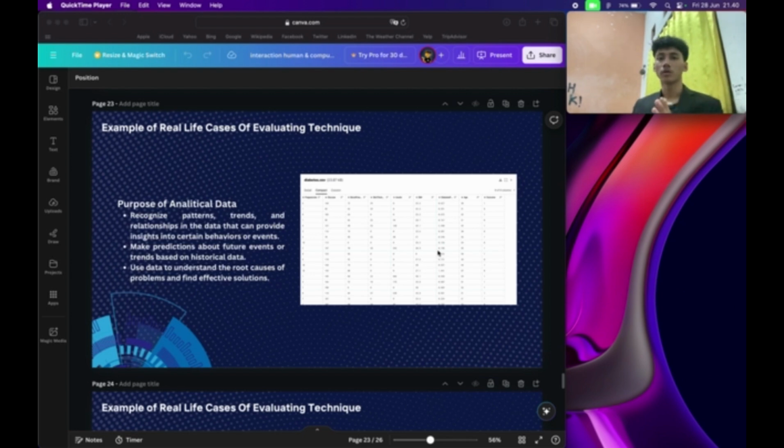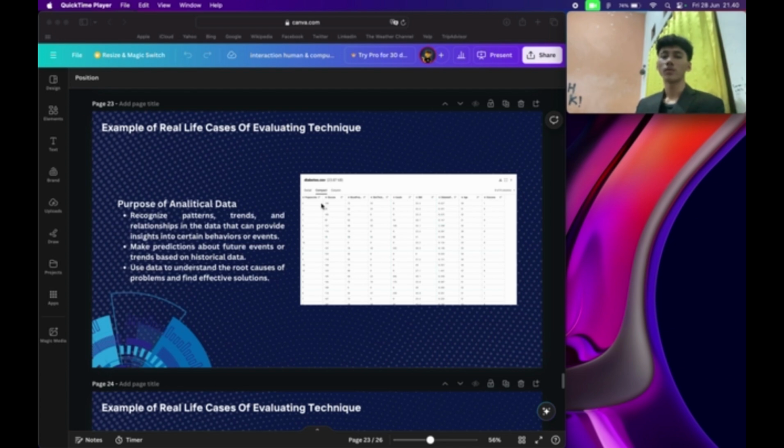Raw data about how many people have diabetes in the area. We have raw data here, and the purpose of data analytics is: number one, recognize patterns, trends, and relationships in the data, which can provide insight into certain behavior or events. The second is to make predictions about future events or trends based on historical data.